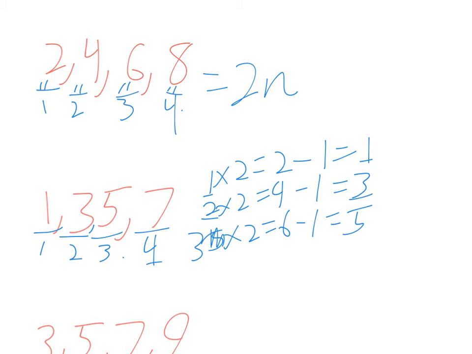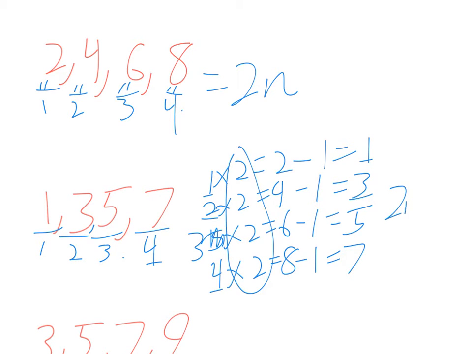And then the next one would be 4. 4 times 2 for the fourth term, when n equals 4, multiply by 2. I'll get 8, I subtract 1, and I get 7. So 1, 3, 5, 7. So this would do it. That means that I'm multiplying by 2, so it'll be 2n, and then I subtract 1. So my algebraic expression is 2n minus 1.